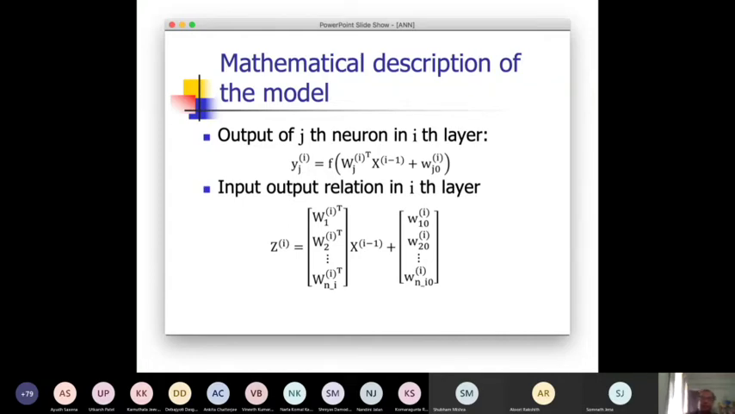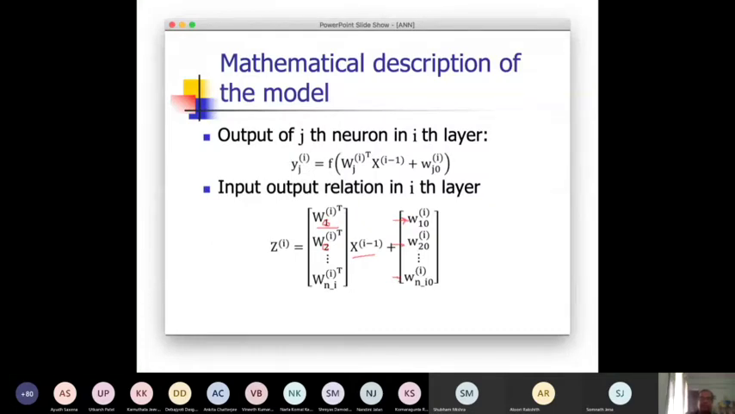As per my notation, each row represents a particular weight vector connected to that particular neuron. This is for the first neuron, this is for the second neuron; these are the weight vectors connected to those neurons. Your input is always the same, coming from the previous layer, of dimension n_{i-1} as per my definition. Dimensions need to be consistent when you perform this operation. And for each neuron there is a bias, a different bias. They are not the same.